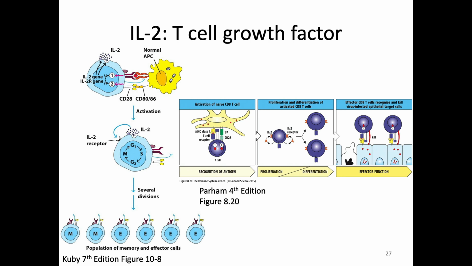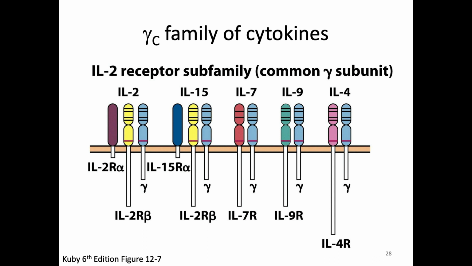IL-2 is part of a family of cytokines. And this family of cytokines is known as the common gamma chain family. The reason why it is known as the common gamma chain family is that all of the receptors for cytokines in this family share a chain. They have that chain in common. And that chain is known as the gamma chain. So it's the common gamma chain family.